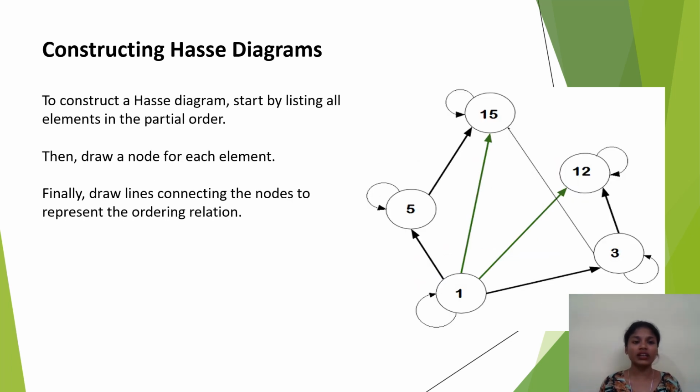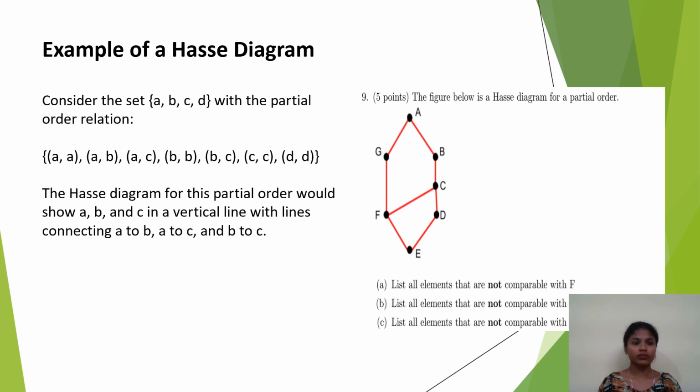Constructing Hasse diagrams. To construct a Hasse diagram, we start by listing all the elements in the partial order. Then we draw a node for each element. Finally, we draw the lines connecting the nodes, representing the order in the relation. Hasse diagrams are a unique representation of a partially ordered set. They are often used to determine the minimal or maximal elements in a set. Hasse diagrams are useful in analyzing the structure of a partial order in a set.